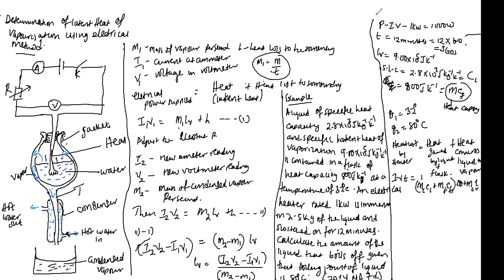Now we are looking for MV. We don't know MV. But we knew the mass of the liquid was 2.5 kgs. So can we do substitution? Power is 1000 times 360 is equal to mass of the liquid 2.5, specific heat capacity of the liquid 2.8 times 10 power 3, plus heat capacity, which is 800, close brackets, times temperature change, which is 80 minus 32, plus heat due to conversion of the liquid to vapor, which is mass of the vapor times latent heat, which is 900.